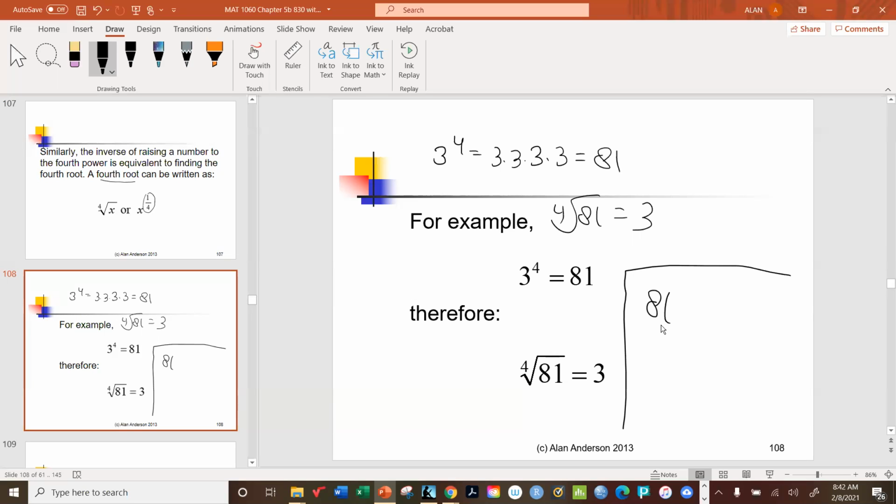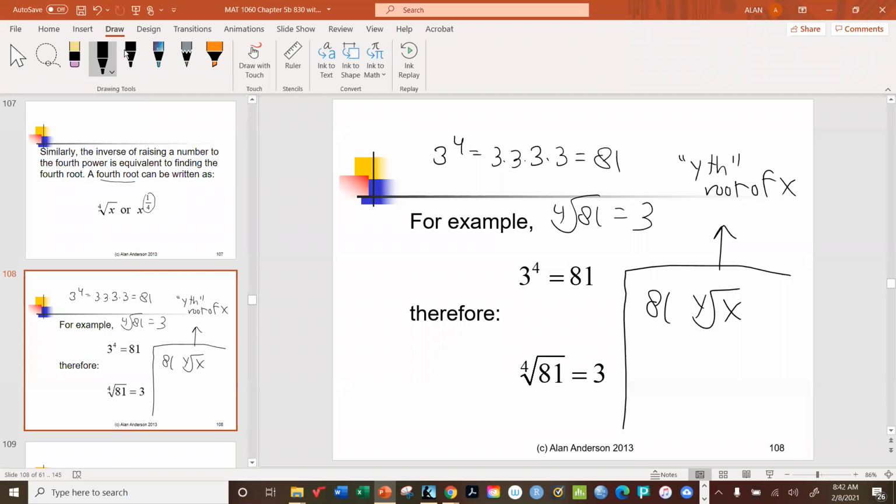Sorry about that. 81. Hit the Y. This, you can think of this as the... In English, technically, this would be pronounced as the, believe it or not, the Y-th root of X. I know it sounds weird. And then what you have to do then is specify that this is the fourth root.